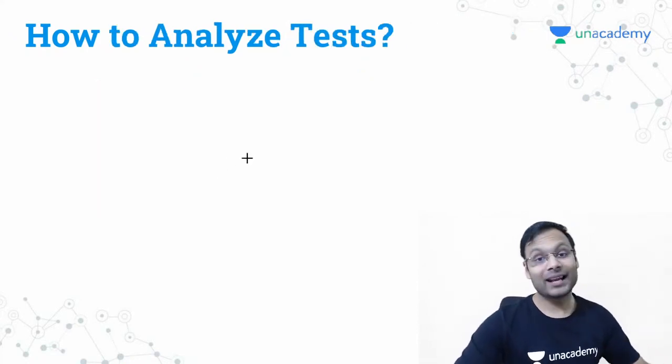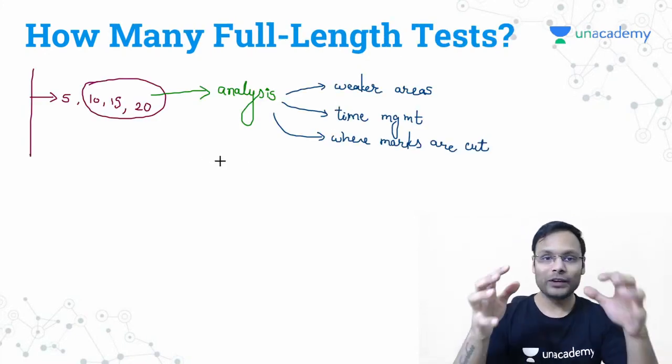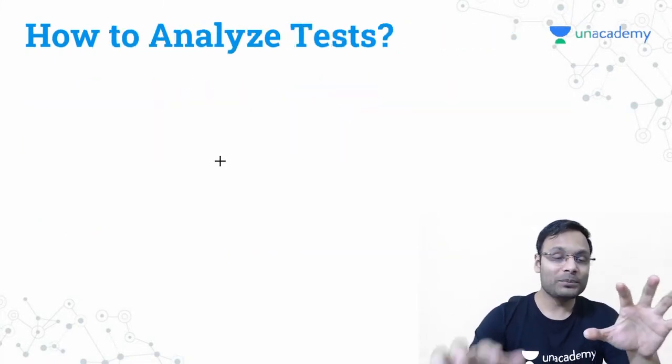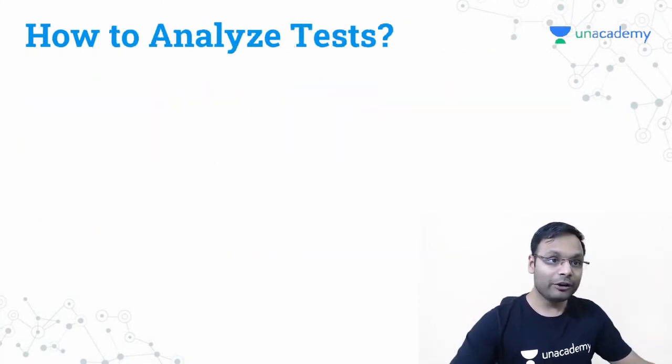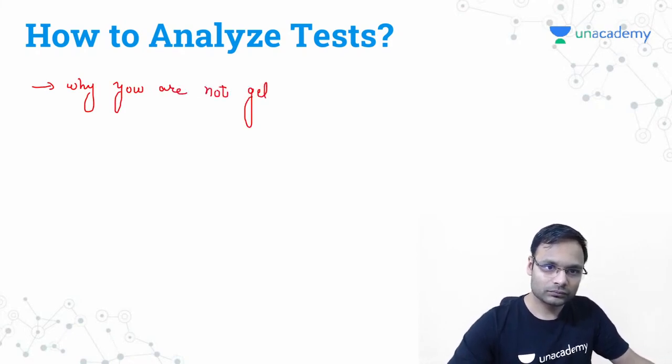Then how to analyze the test? Already I have talked about it. You just check out your weaker areas. This should be done in the regular tests also, subject wise tests also, everywhere. Why are you not getting marks? Where are these marks cut?